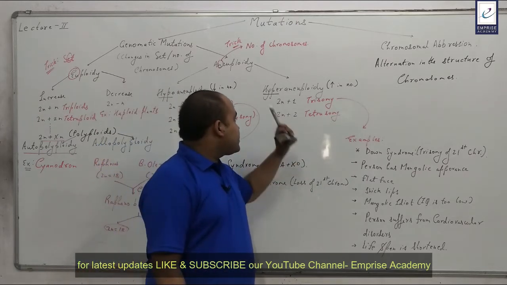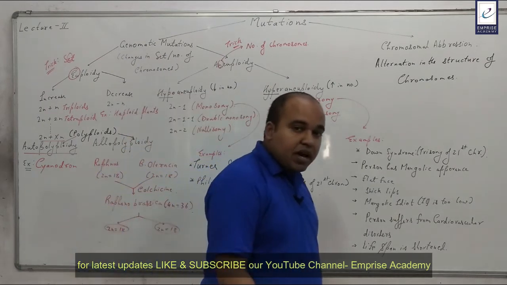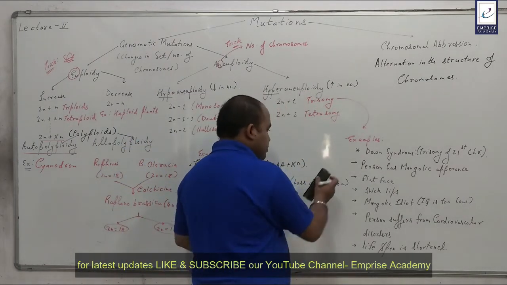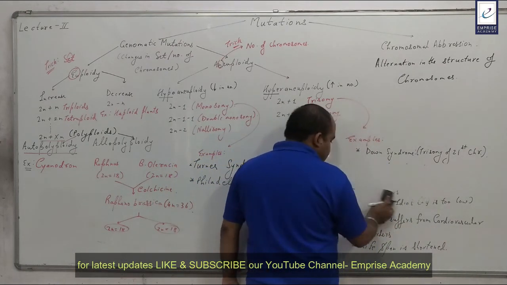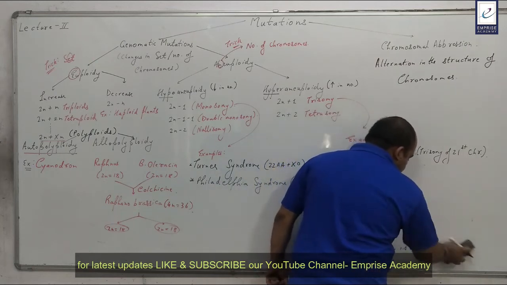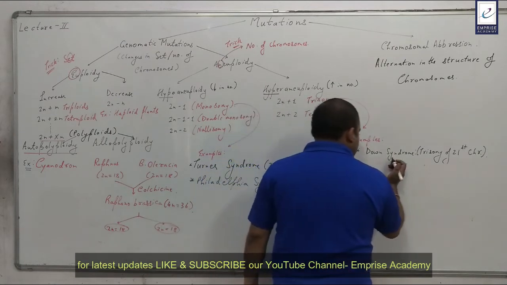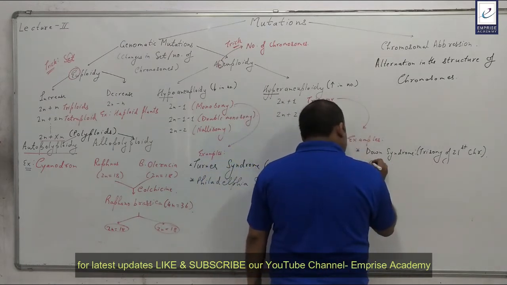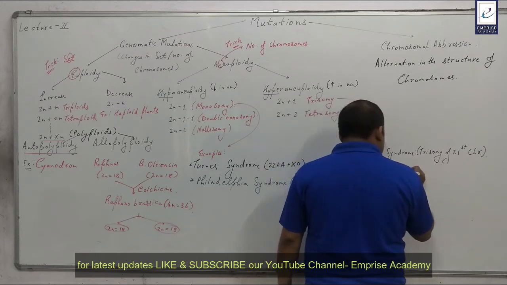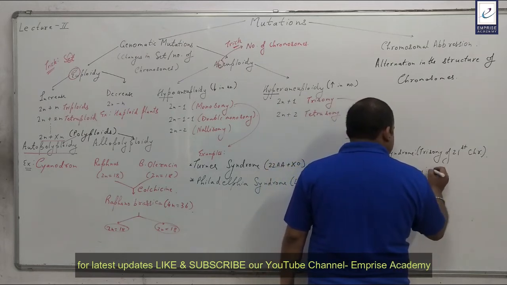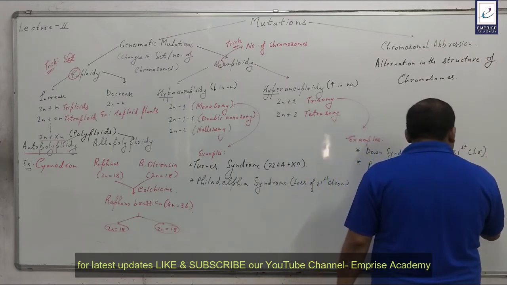There is another example of hyperaneuploidy, the other syndrome that is referred to as Patau syndrome. देखिए एक और एग्जाम्पल है इसका जिसका नाम है पटाउ सिंड्रोम. अब इस सिंड्रोम में क्या होता है और क्या किया जाता है वो हमें देखना है. The other one is Patau syndrome. This syndrome is trisomy of 13th chromosome.